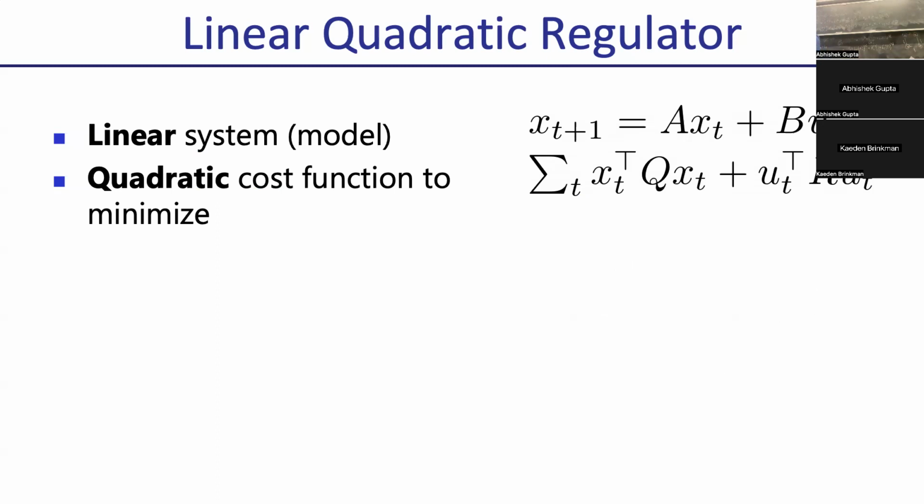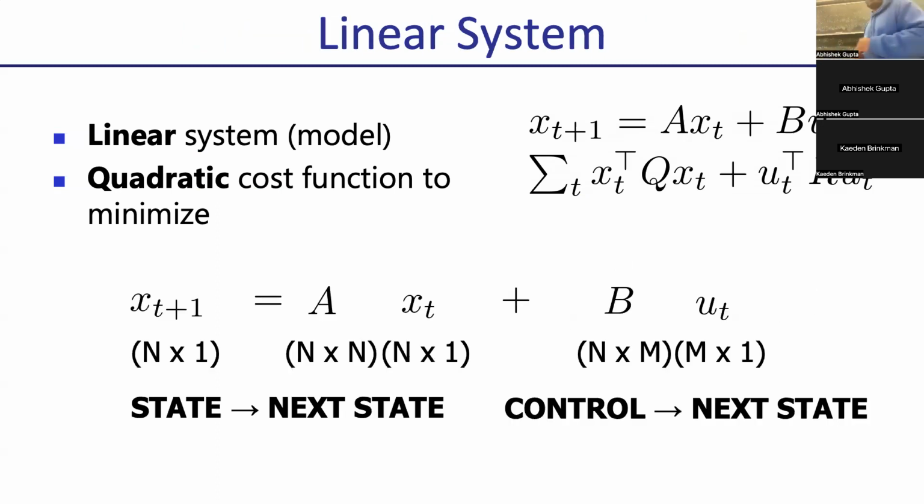Okay, so that's our system, right? Try to understand what this system means. Let's say your state was n-dimensional and your action was m-dimensional, right? So x_{t+1} is going to be an n-dimensional vector, x_t is going to be an n-dimensional vector, and your u_t is going to be an m-dimensional vector. And so to make this work, your A is going to be an n by n matrix, so it maps from n to n. And your B is going to be an n by m matrix, so it maps from m to n.